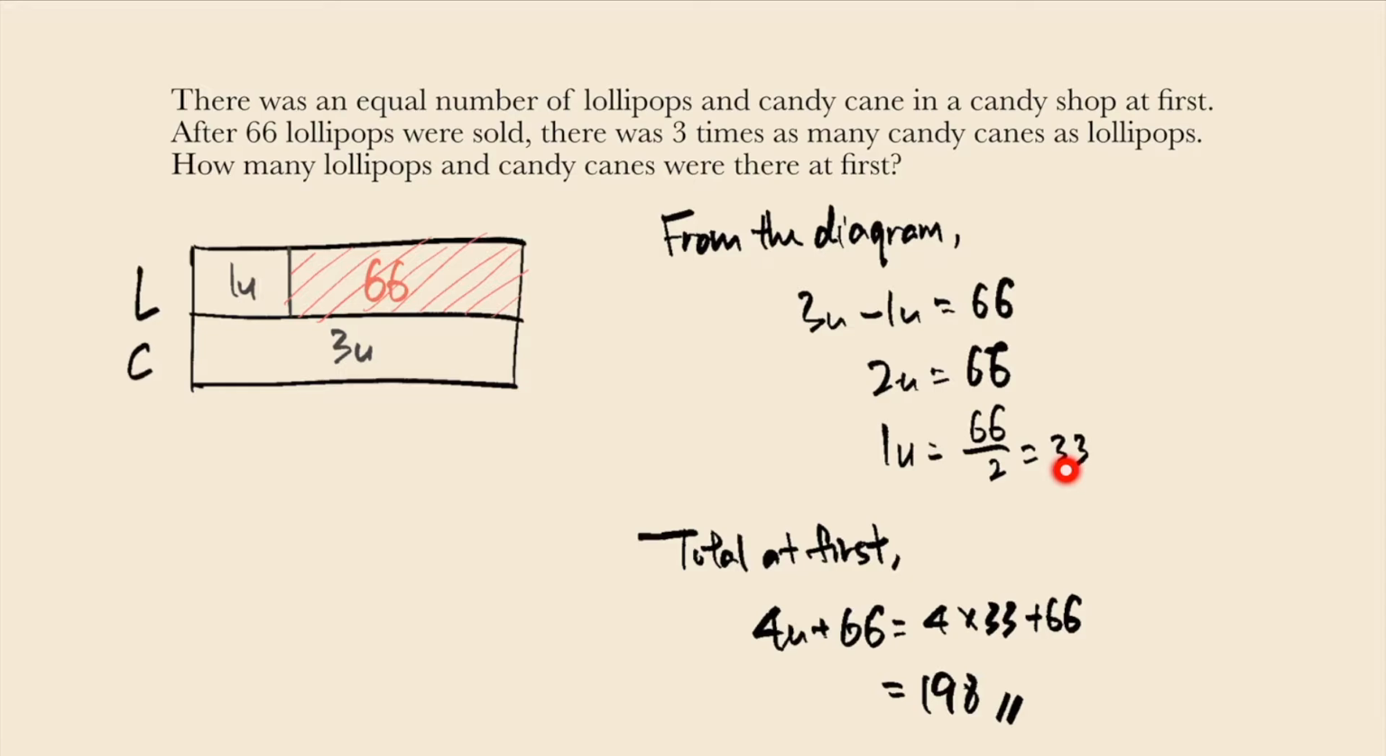How many L's and candy canes were there at first? Now, this actually means we want the total at first, which means we can find 4 units plus 66. And that's what's done, giving us 198.